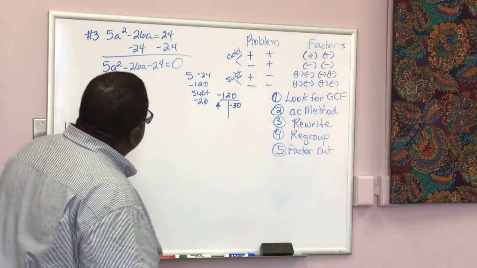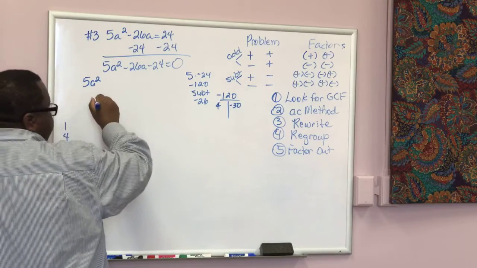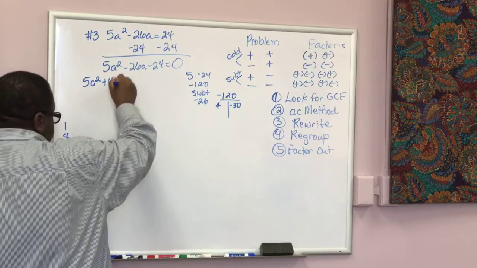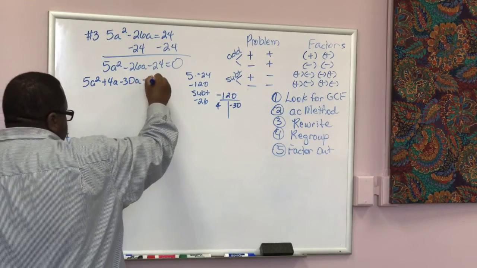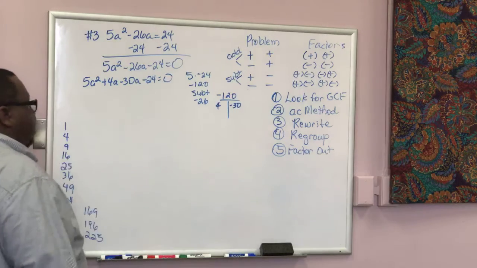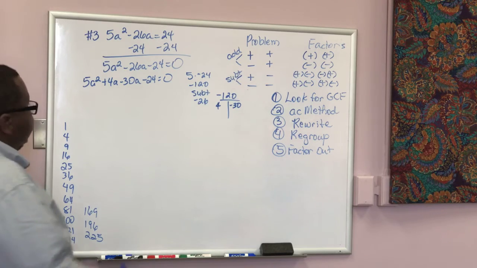Okay? So now we're going to be writing 5a squared plus 4a minus 30a minus 24 equals what? 0. Okay? Now we're ready to do what? Regroup it, right?